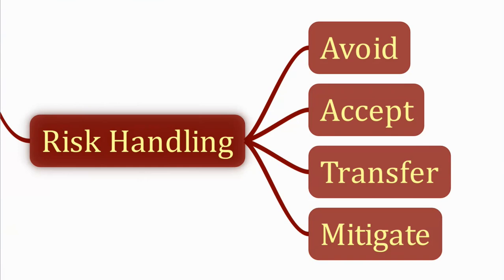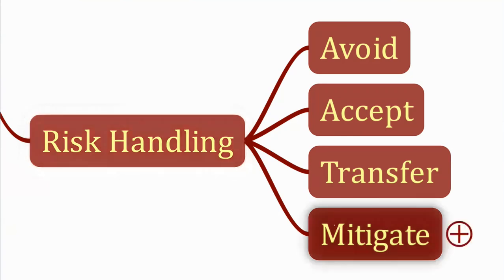Now let's unpack these 4 ways one by one. Let me first talk about mitigation, because this is the most common option that you will see in real life. So risk handling option number one is mitigate. What do we mean by mitigate here?